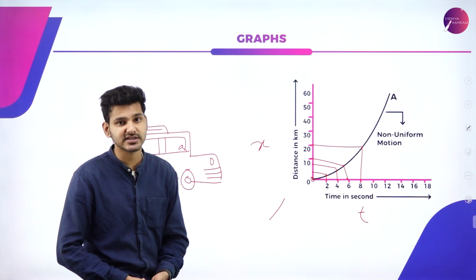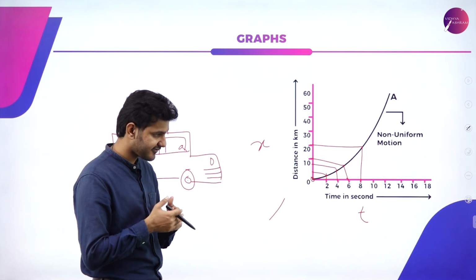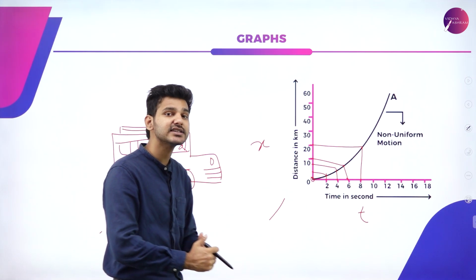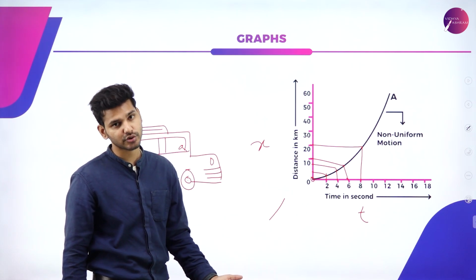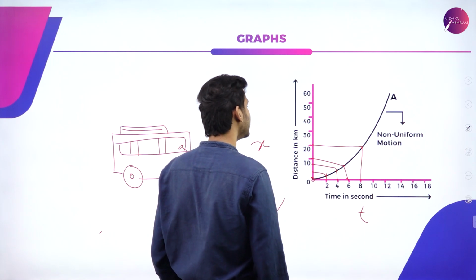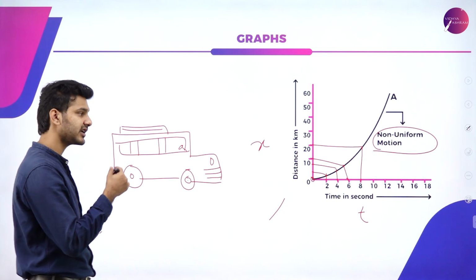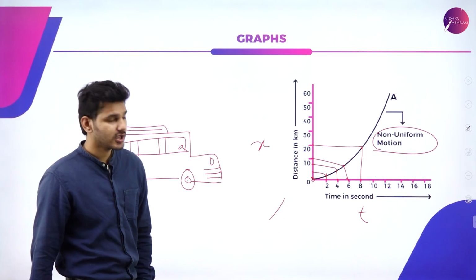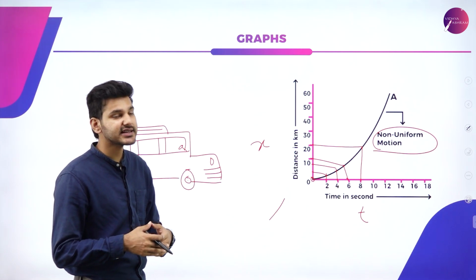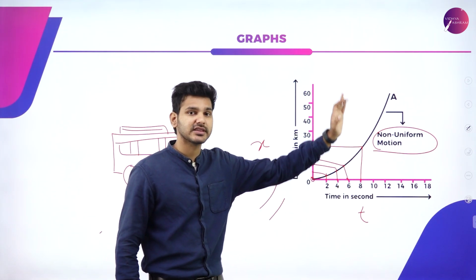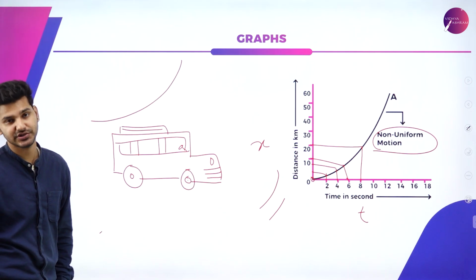So what type of motion is this? This is an example of non-uniform motion. If an object is starting from rest and it is gradually gaining speed, then we can say that it is an example of non-uniform motion. In this particular example, the non-uniform motion is from an object which is starting from rest and gradually gaining speed. So if this is a displacement time graph, I can clearly say that this particular shape, that is a curvy shape, will indicate non-uniform nature.